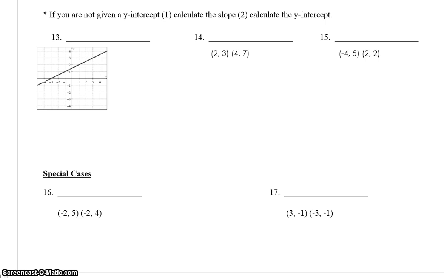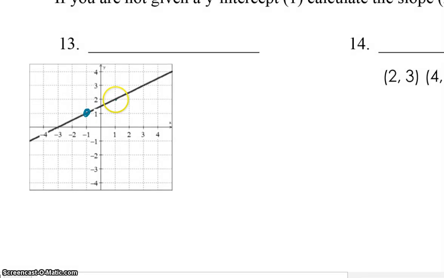Okay, looking at the 13, 14, 15, if you're not given a y-intercept or a slope, you have to find that. Okay? So in number 13, it looks like, blow this up a little bit, we have some nice crossing points here, but we don't know exactly what our y-intercept is. So we can calculate this. Our slope is up 1 over 2, so our slope is 1/2. Okay, now let's pick one of the points to use. I'm going to use this point 1, 2. And that's going to be my x and y.